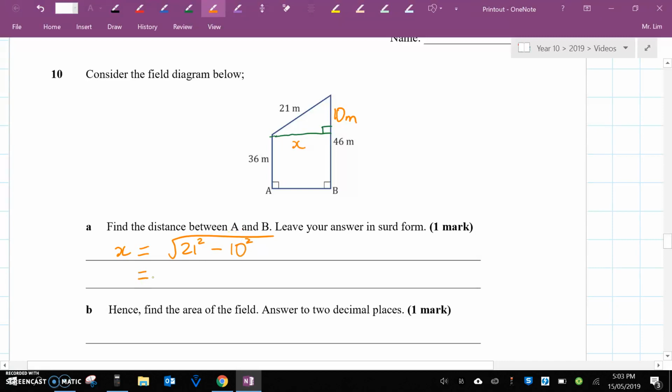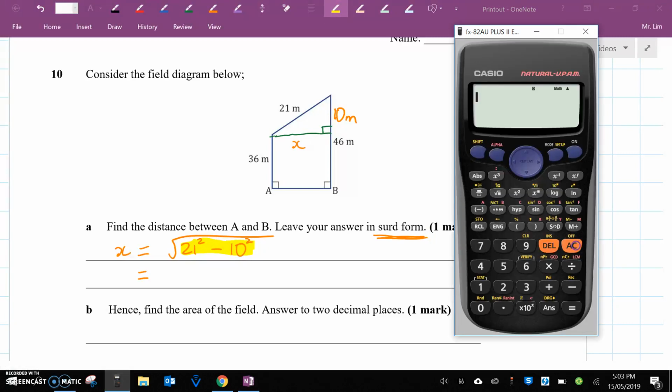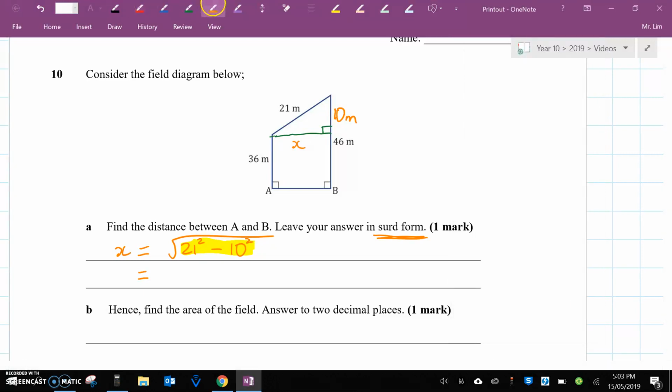The question wants us to leave our answer in surd form, so all I'm going to do is put this into the calculator, not the square root sign. So 21 squared minus 10 squared is 341. So we have an answer of square root 341. Now instead of writing x, I'm just going to write AB.